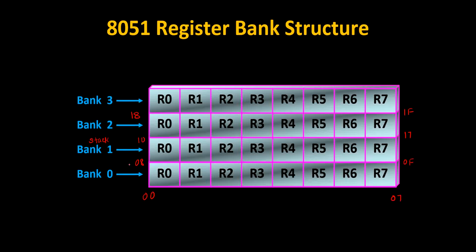By default, bank 0 is always taken. That's why in the PSW we have the register select bits RS0 and RS1. Whenever it is 00, bank 0 is selected. These registers we can use for working out our program or to store data temporarily, once it is in the default 00.